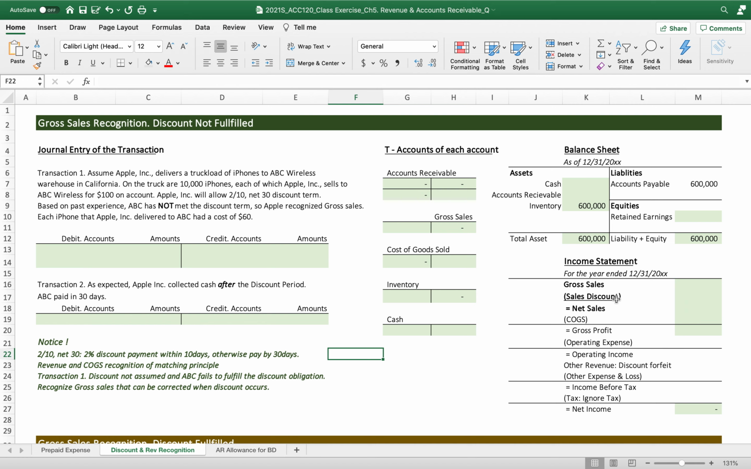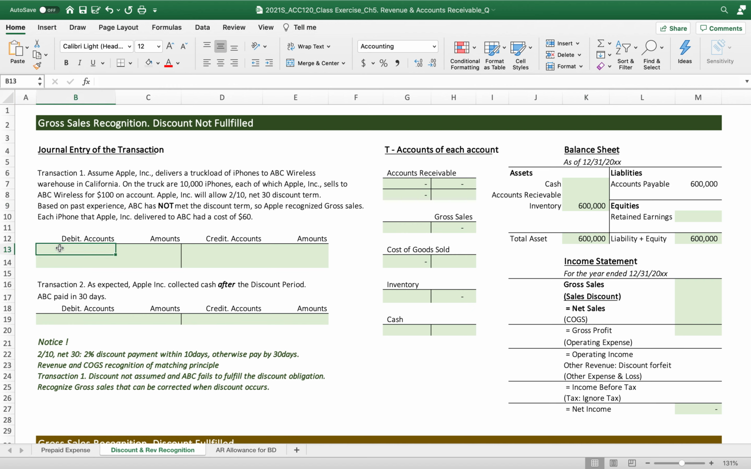In case some sales discount takes place, each iPhone that Apple Inc. delivered to ABC had a cost of $60. So this $600,000 is $60 per iPhone times 10,000 iPhones.